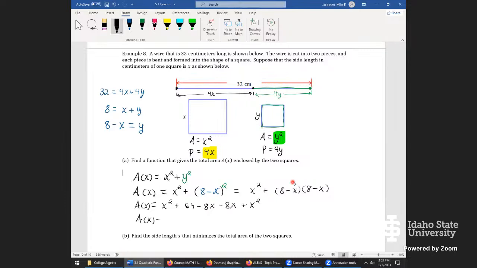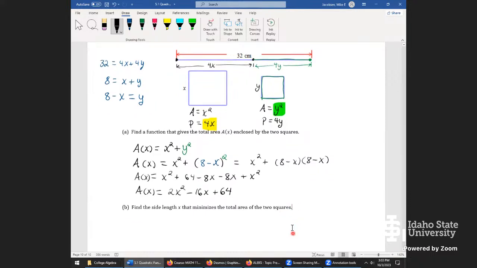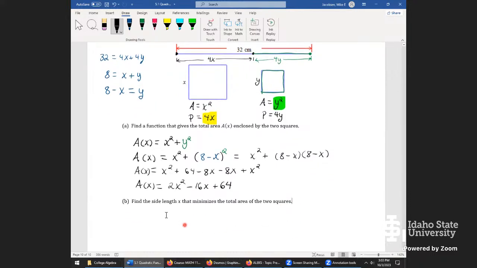And on our last step, we can say A of x is finally, combining our like terms, we have 2x squared, negative 16x, and a 64 altogether. So that's our area function. Well, now that we have this, we can start answering the follow-up questions. First, we want to find the side length x that's going to minimize the total area.